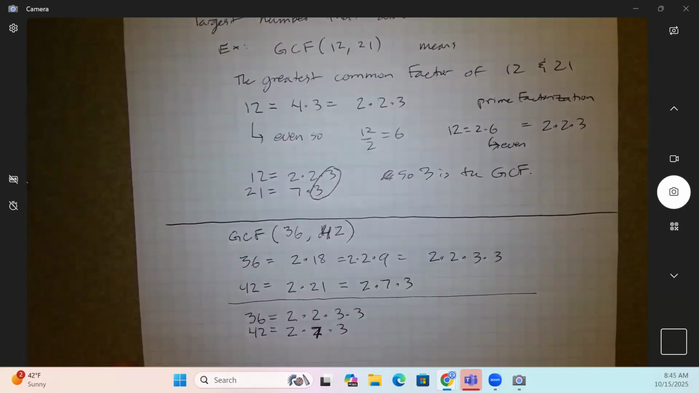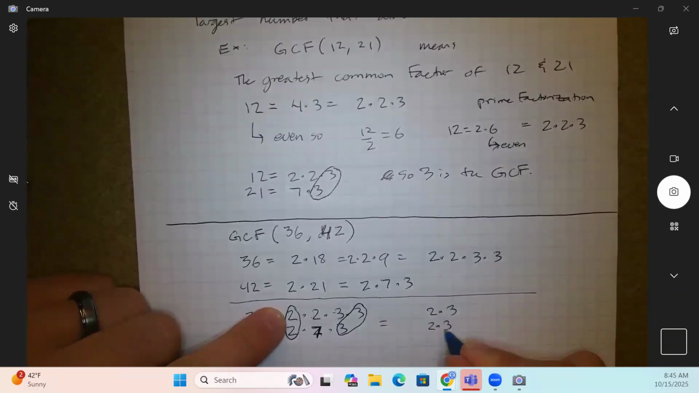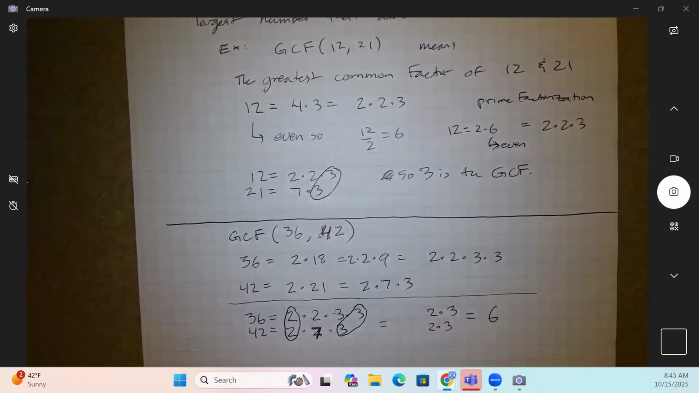Do you see any numbers in common? 3 is in common, so let me circle those. Any other numbers in common? 2. So I'm going to circle those. Aside from what I've circled, any other numbers in common? There's a 2 and a 3 on top and a 7 on the bottom. So I've exhausted my pairs. Well, that means 2 times 3 is a factor of both of them, which is 6. My greatest common factor is 6 because the elements of 6 divide both 36 and 42.